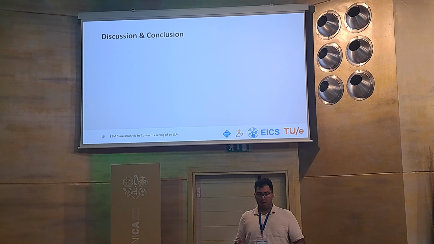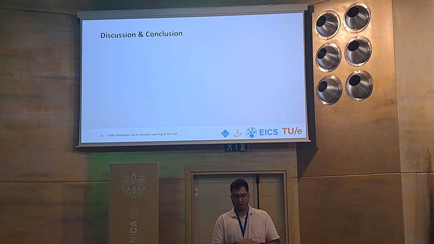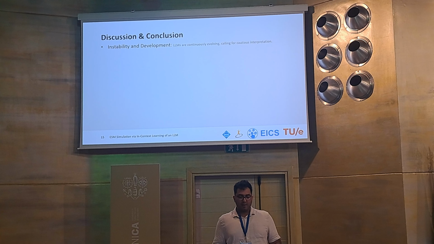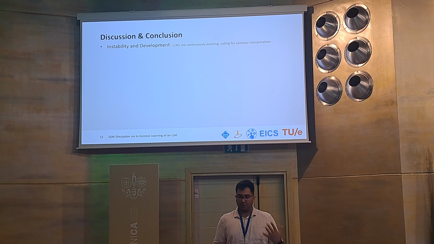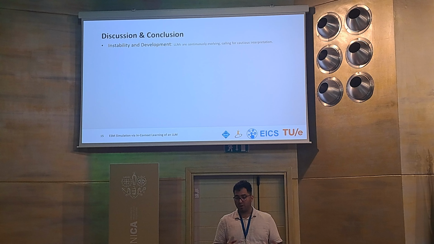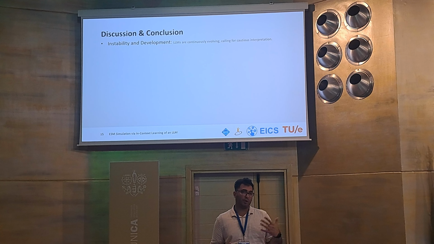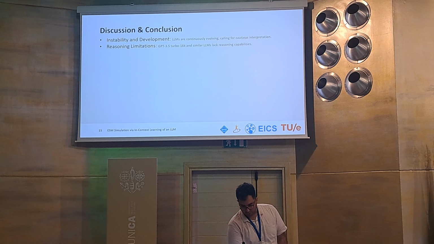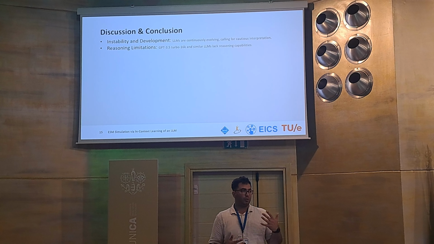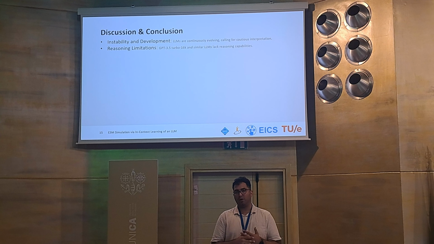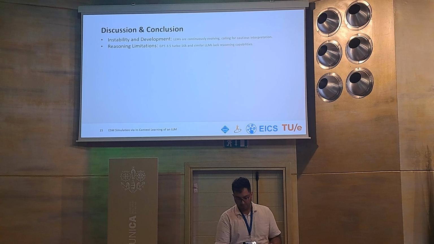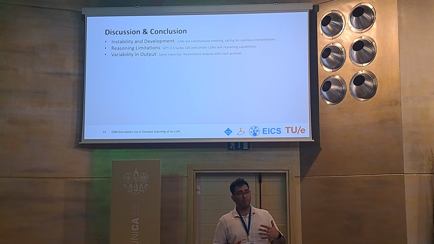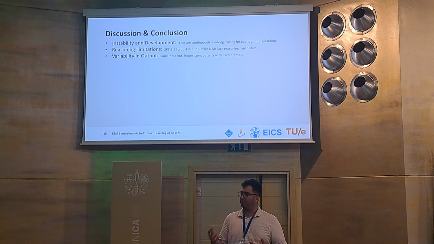Well, in the end, we could draw a few discussion and conclusion items, and I'd like to share that with you. That's my last slide. So one is instability and development. We see that LLMs are continuously evolving, which calls for cautious interpretation of the code that results from the output of the model. We should always remember that these language models don't really have reasoning capabilities. They also have variability in output, meaning you can provide them the same input, the same information, but the output could be different each time.